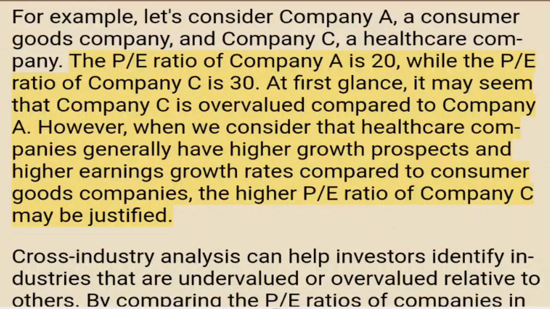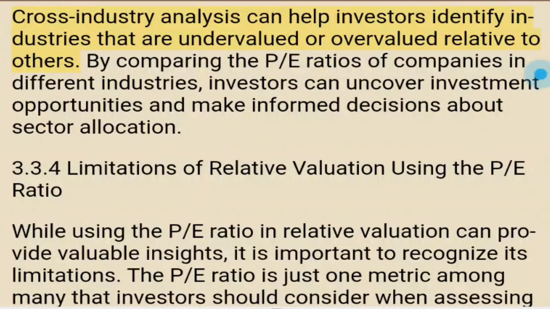At first glance, it may seem that Company C is overvalued compared to Company A. However, when we consider that healthcare companies generally have higher growth prospects and higher earnings growth rates compared to consumer goods companies, the higher P/E ratio of Company C may be justified. Cross-industry analysis can help investors identify industries that are undervalued or overvalued relative to others. By comparing the P/E ratios of companies in different industries, investors can uncover investment opportunities and make informed decisions about sector allocation. 3.3.4 Limitations of relative valuation using the P/E ratio.